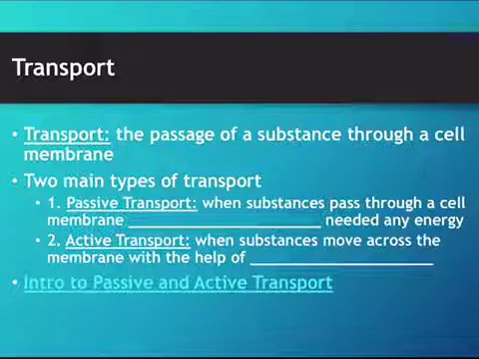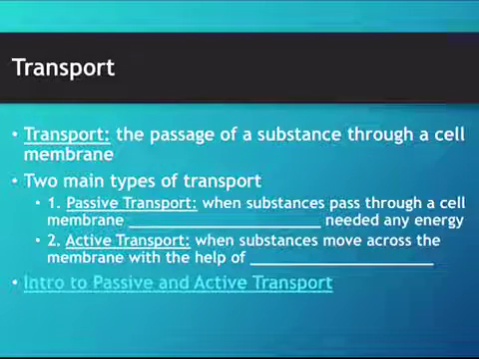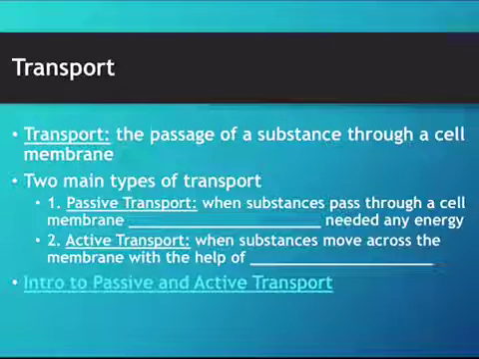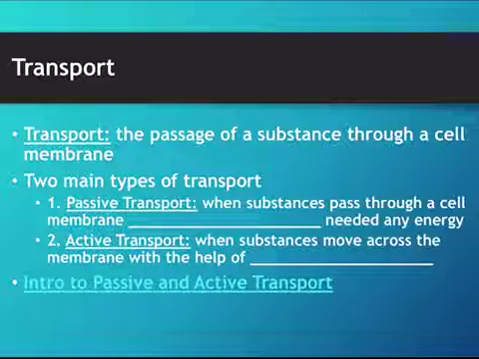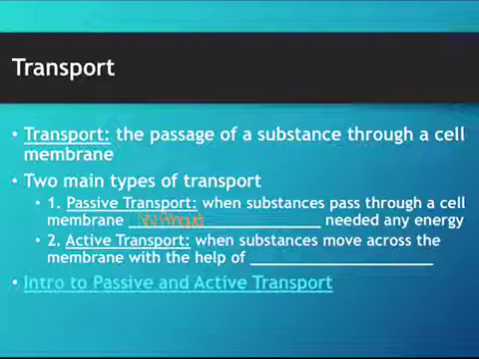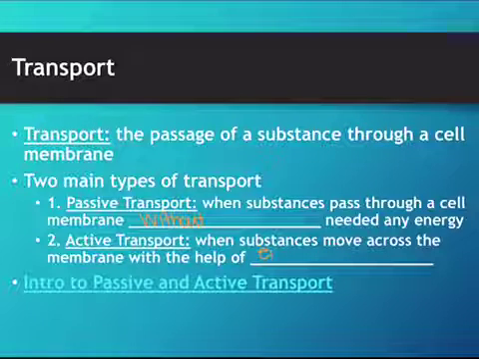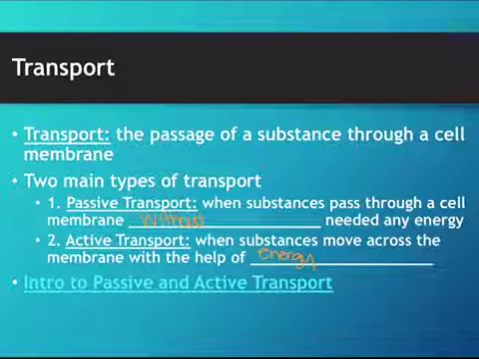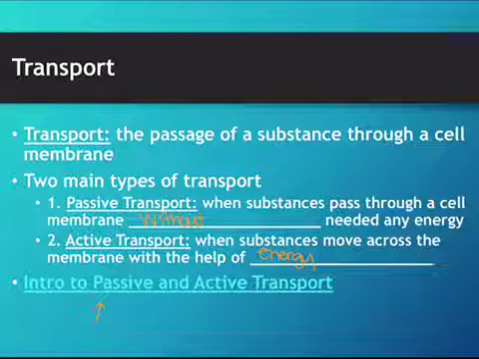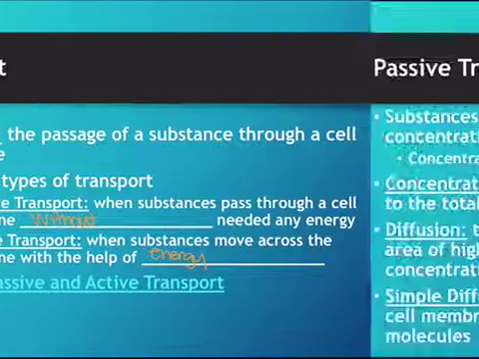So that brings up transport. Transport is the passage of a substance through the cell membrane, and there are two types of transport. We have passive transport and active transport. Passive transport is when a substance can pass through the cell membrane without needing any energy, whereas active transport is when a substance moves across the membrane and it needs energy. You can look at the video here to show you the differences between active and passive transport.